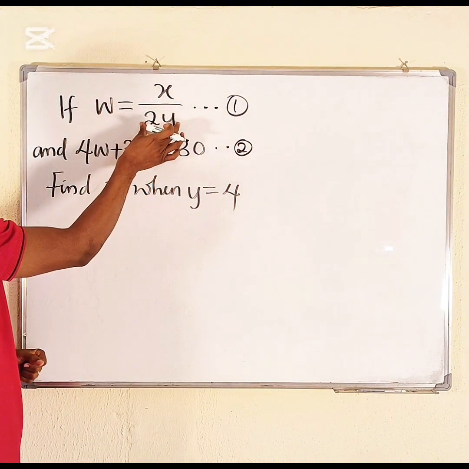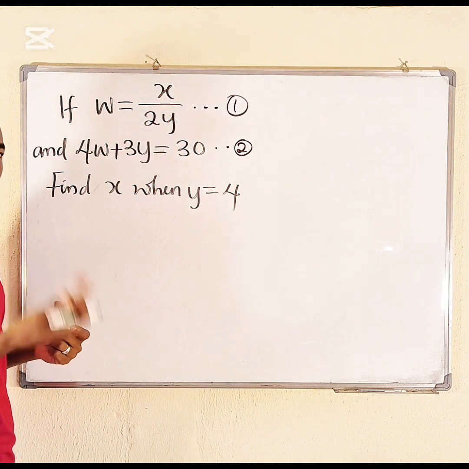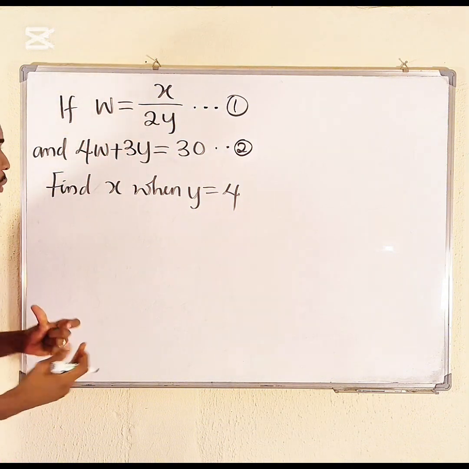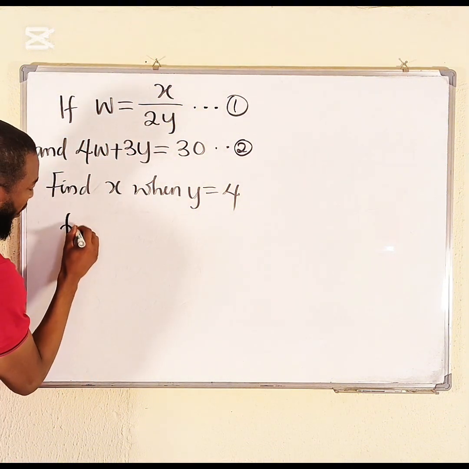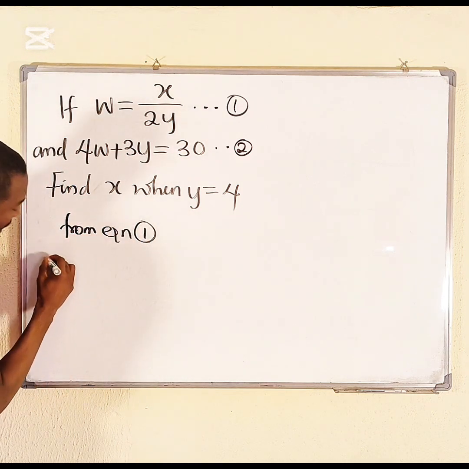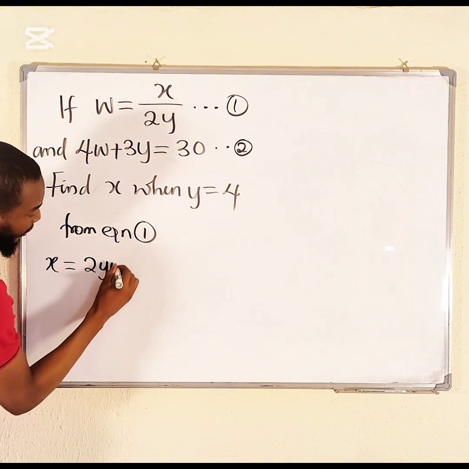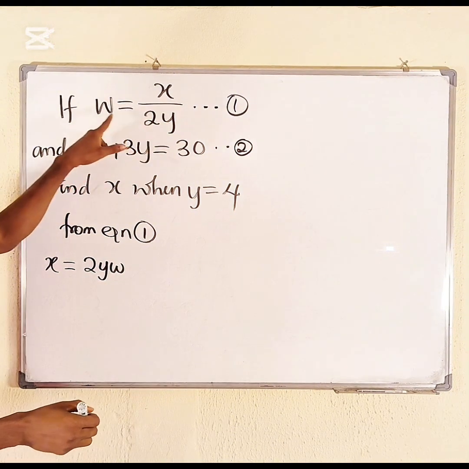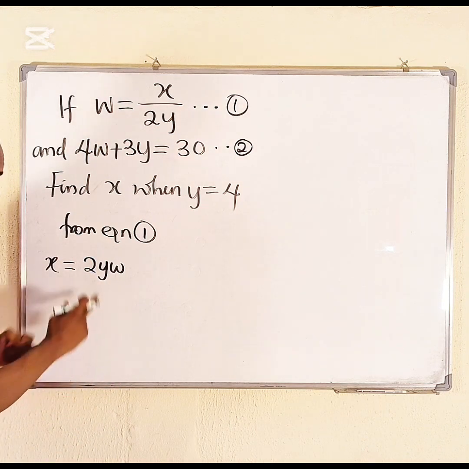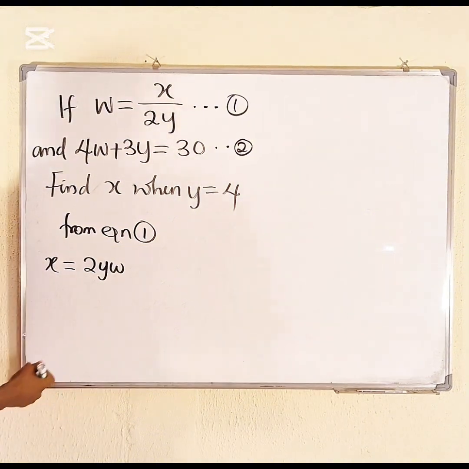Remember that 2y is dividing here, and the inverse of division is multiplication. And once you take 2y to the other side, it will surely multiply. So from equation number 1, x will definitely be equal to 2yw. As 2y multiplies w, you have 2yw. Remember, arrangement doesn't matter. You may decide to bring w before y. It depends on how you want it.